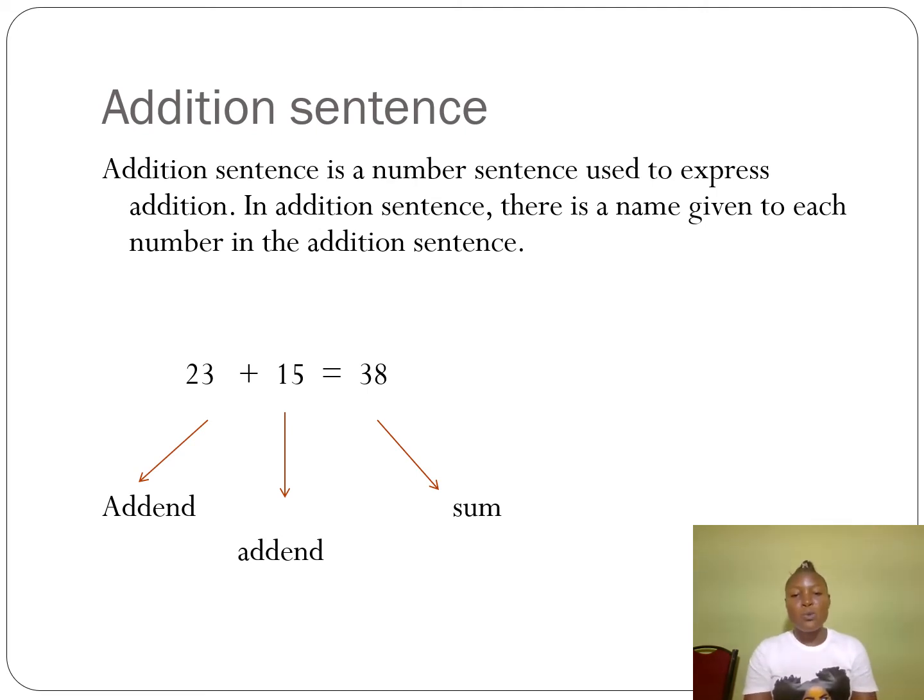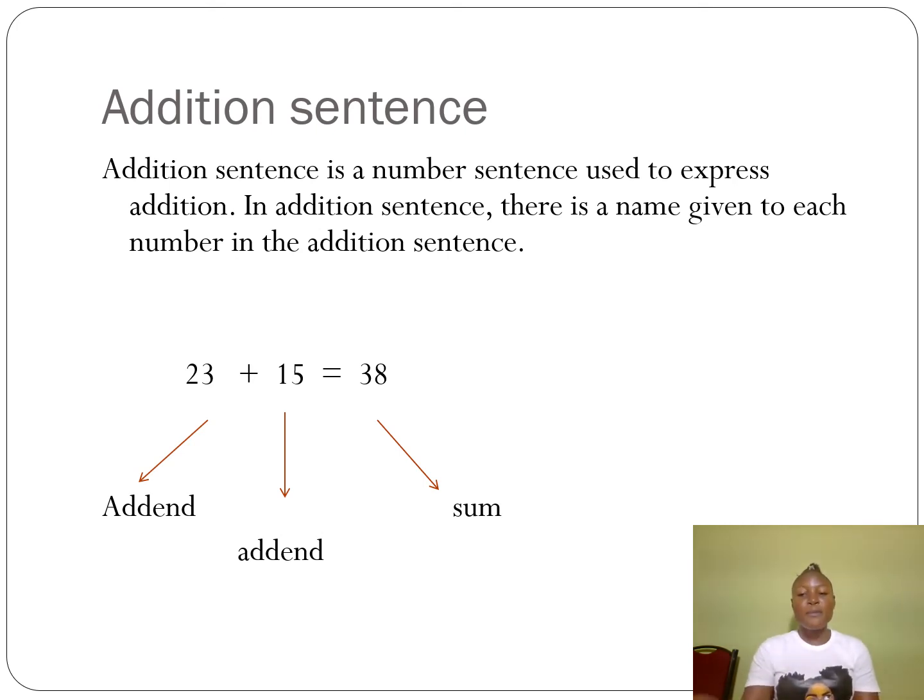So I hope now that when you get any question asking you to find the names of any of these numbers, you would be able to do so. The first number is called an addend. The second number being added as well is called an addend. And then the final or total answer is called sum. I believe you've enjoyed the lesson and gotten to understand what addition is all about, the properties involving addition, and what addition sentences are.